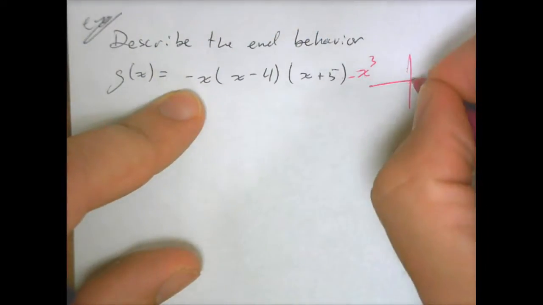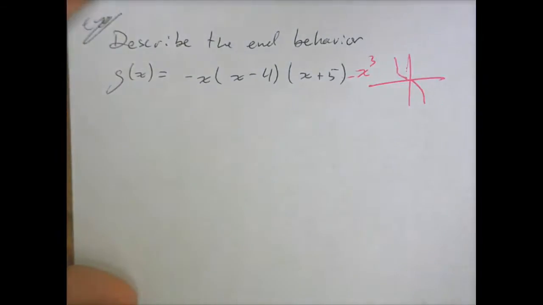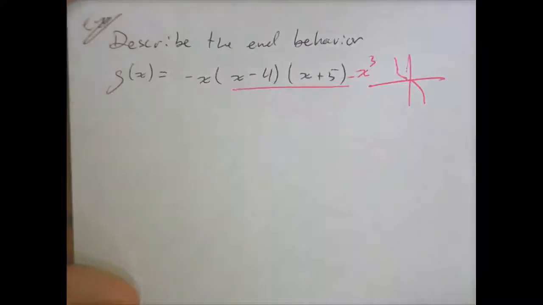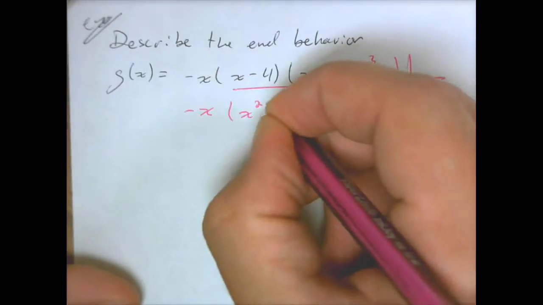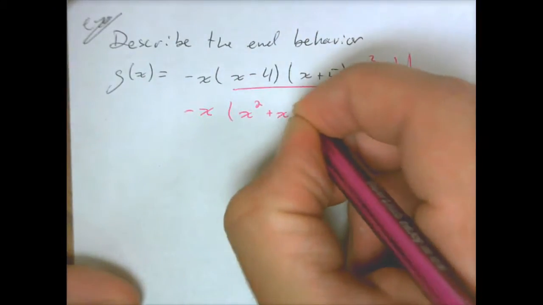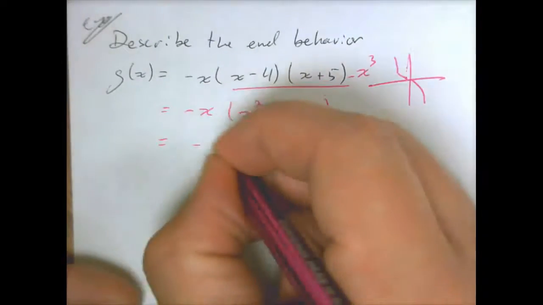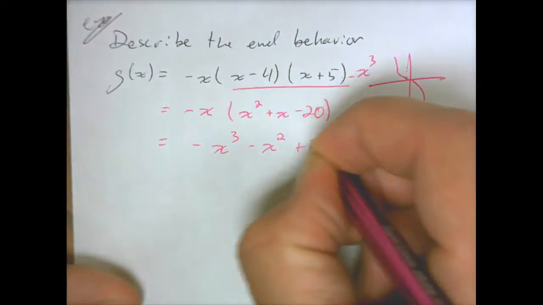So if you see that right away, you can say your end behavior. If you don't believe me and you really want to multiply this out, you can. Have fun doing that. I will show you how you do that, but it's not as exciting as one may think, because we will still come out with the end result being negative x cubed minus x squared plus 20x.